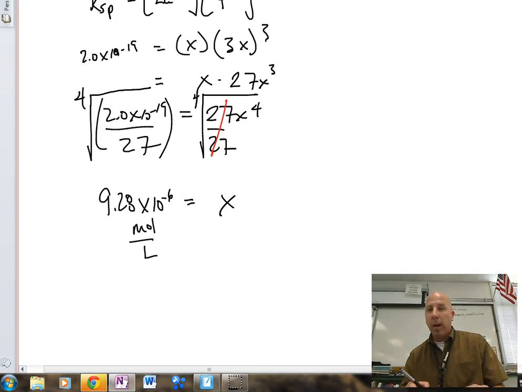Now, if we were asked to calculate grams per liter of solubility, what we would need to do is make sure that we multiplied by the molar mass of lanthanum fluoride, LaF3. But we weren't asked for that in this problem, so we're done.